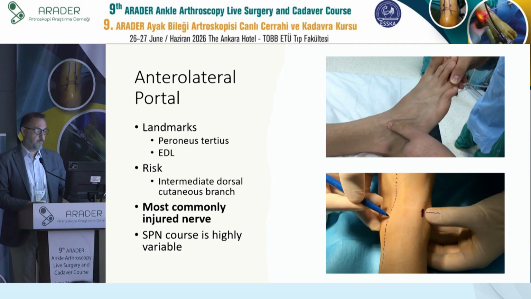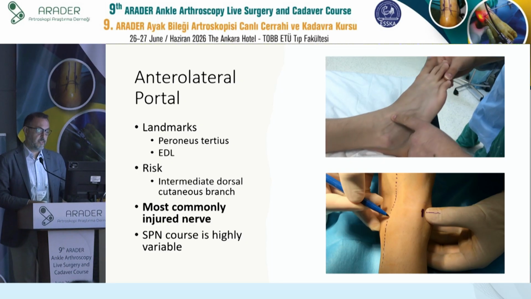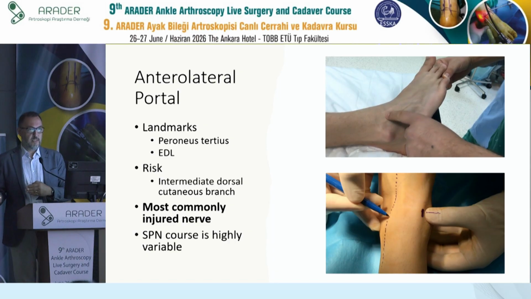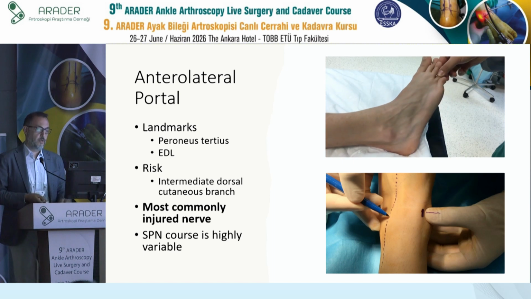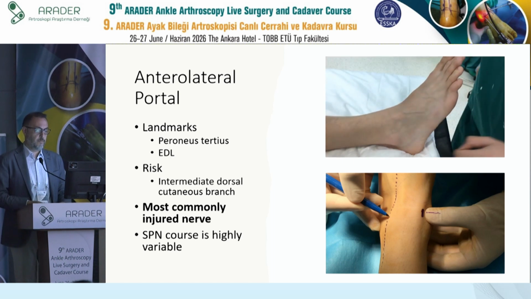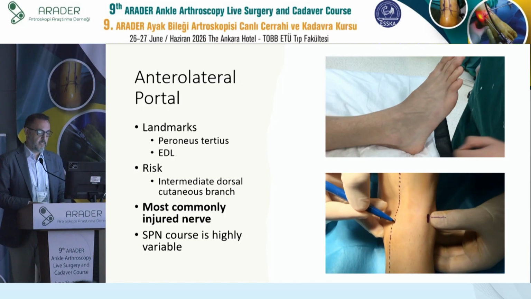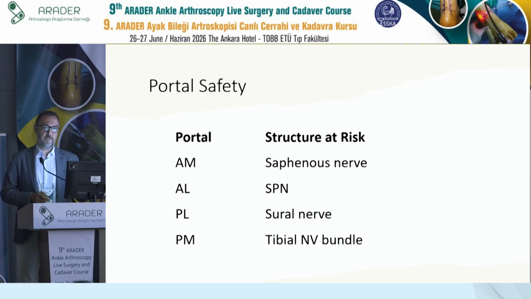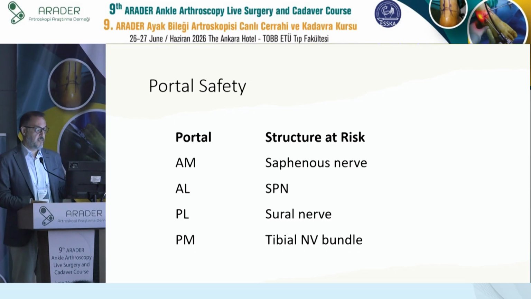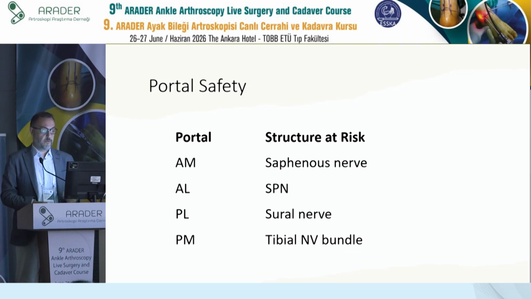When we come to the anterolateral portal, I think most of the time we are lucky here, because the most risky structure is the superficial peroneal nerve, but it's the only nerve which you can inspect from outside of the body. When you invert the foot with the fourth toe, you can see it. You need to define the peroneus tertius, and then you have your anterolateral portal. For portal safety, be careful of the saphenous nerve for the anteromedial portal, the superficial peroneal nerve for the anterolateral, and we will see later the sural nerve for the posterolateral and the tibial neurovascular bundle for the posteromedial.